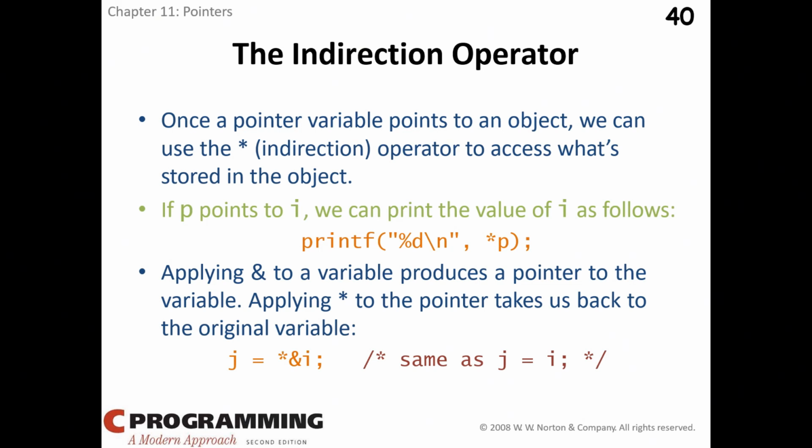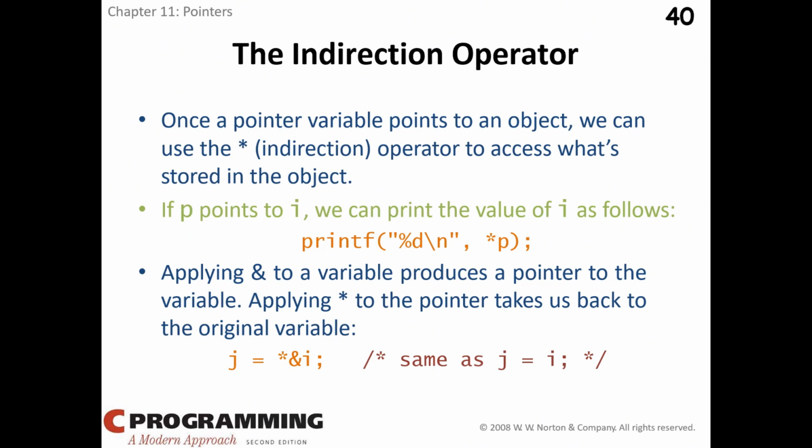So for example, if we have a pointer variable p pointing to an integer variable I, we can print the value of I using the following code in the slide, the first code that we have here in the slide. Here the asterisk operator dereferences the pointer p, and this allows us to retrieve the value stored in the memory location pointed to by p, which is the value of I.